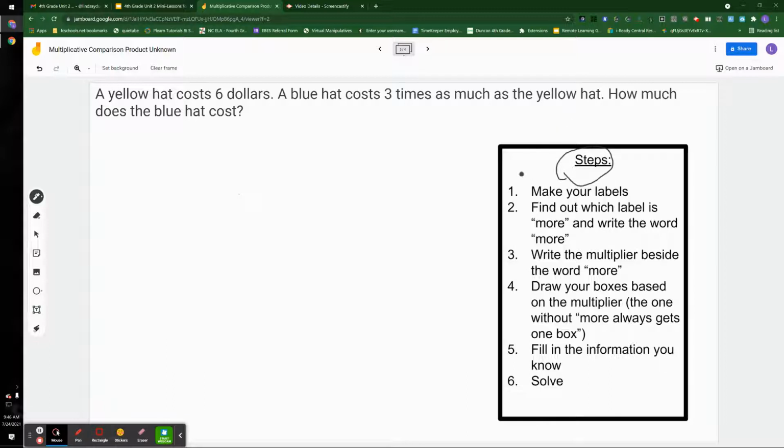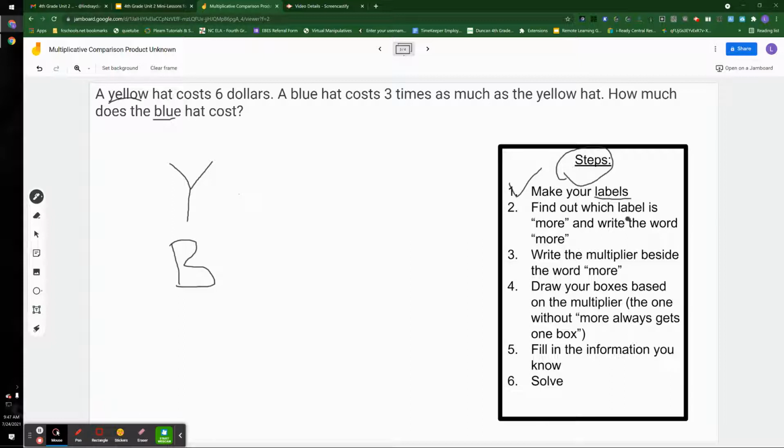Let's get started. Step 1 is make your labels. Labels are just what the word problem's talking about. So in this case, we're talking about a yellow hat and a blue hat. That's what's being compared. So I'll put a Y to indicate the yellow hat and a B to indicate the blue hat.